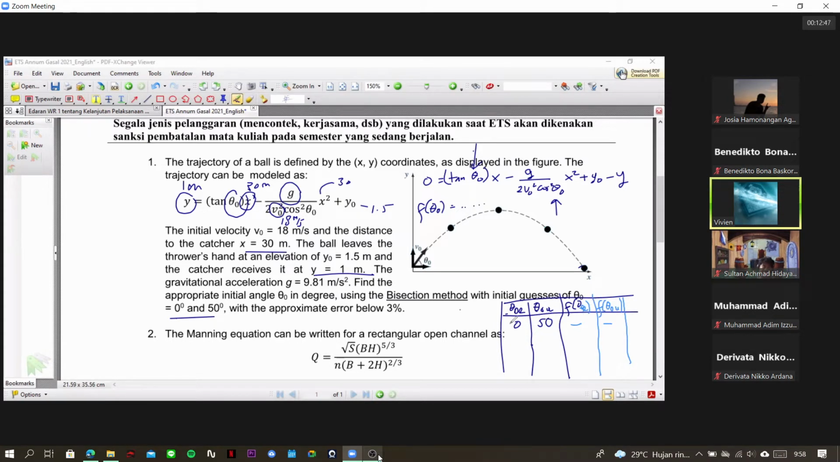What we need to do next is find the new value for the root, theta 0 root. For the bisection method, it is very easy to find: theta 0 for the lower limit plus theta 0 for the upper limit, divided by 2. Once we have that value, we can calculate the new root, and then we calculate f of theta 0 for the root and see whether it is positive or negative. So for example, this is, I will see.